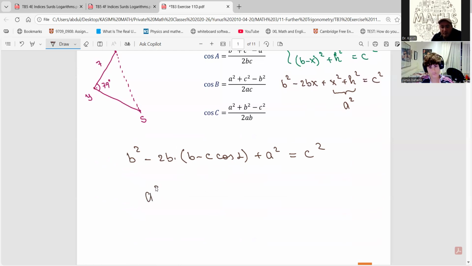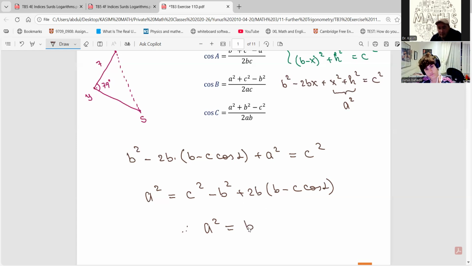A squared. What is A squared? You see the other expressions, they don't have A squared. I have here C squared. This B squared becomes minus B squared. This minus 2B becomes plus 2B. And here we have B minus C cosine of alpha, right? Now just open this parenthesis, we get the final equation.